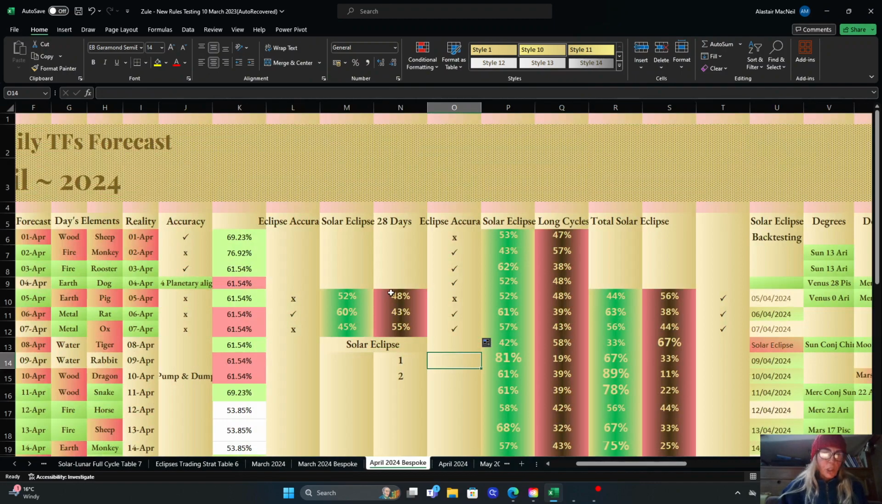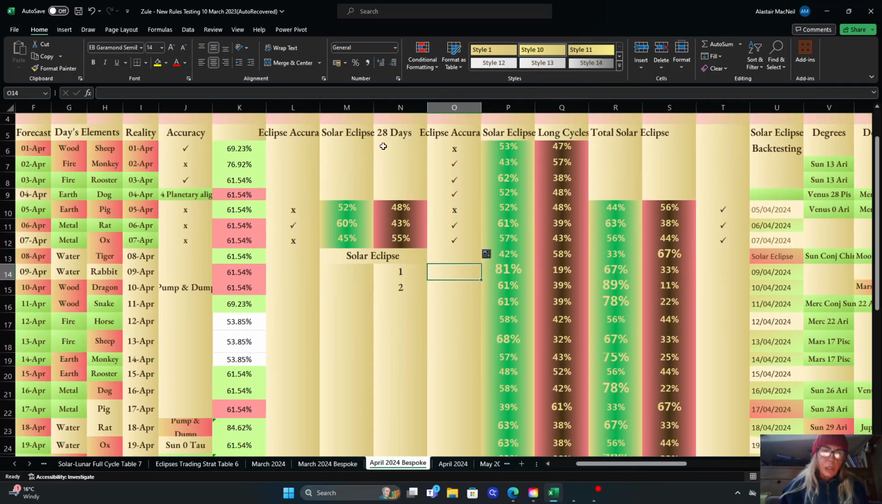And this is what I have. This is the metric for number 1, right? Where you see it says 28 days. So these are the 3 days before the solar eclipse, and then there are no days here because it coincides with this one.